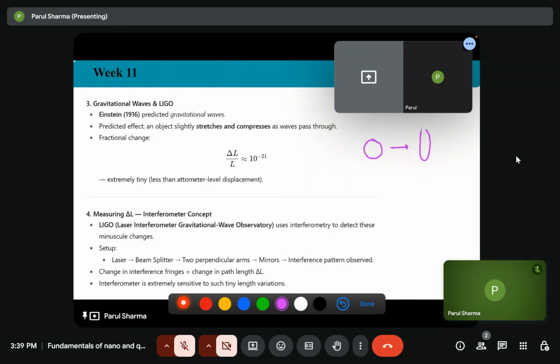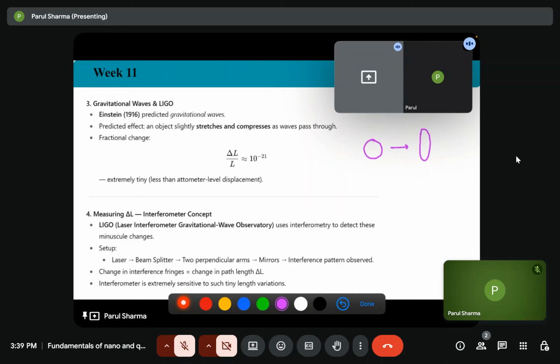Okay. So with time, the axes of compression and elongation are changing, and these gravity waves occur when some cosmological event like a supernova or cosmological energy which has very high energy can cause the gravity waves to go through space.